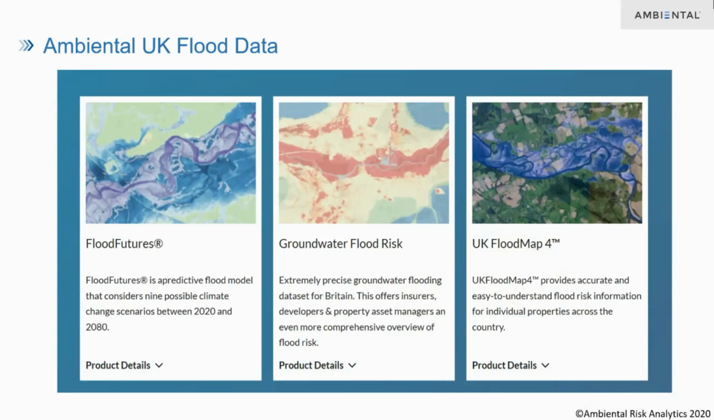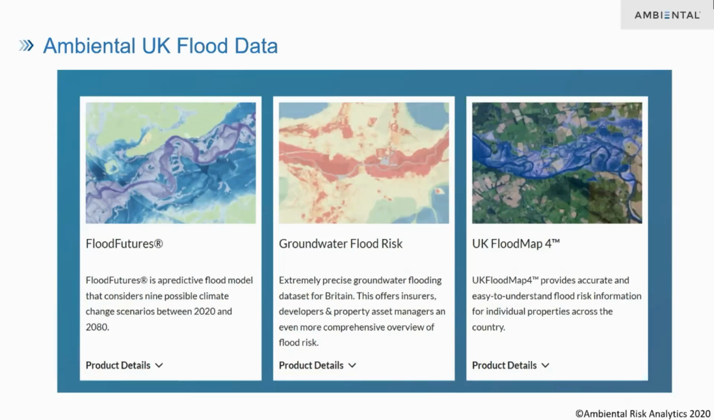We also have a national GB data set of 5 meters of groundwater, which was created in a joint partnership with BGS. And finally, we have the UK Flood Map 4, which is the GB product, 5 meters, defended, multiple return periods. This is widely used by the insurance industry. Insurers like Zurich and others use this quite comprehensively in the marketplace.